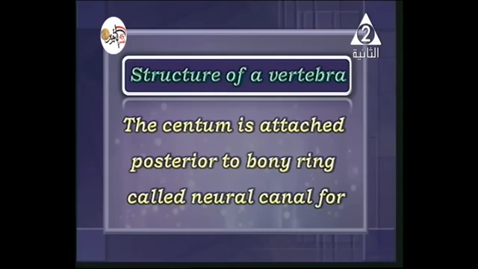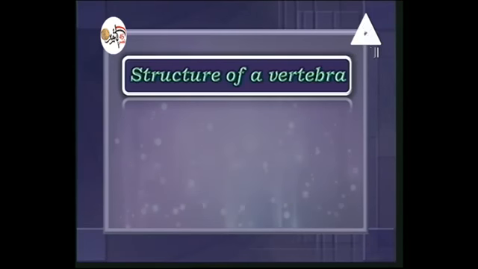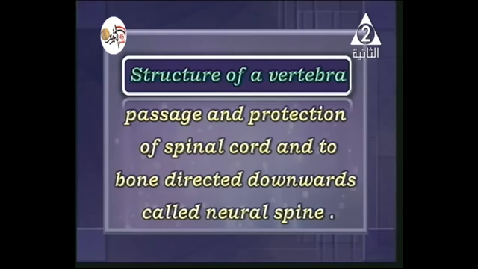By a bone, the neural bone. This bone is called the neural canal. For what? For passage of what? The spinal cord, to protect it. Yes, for passage and protection of the spinal cord. And finally, it's attached by a bone directed downward called the neural spine.